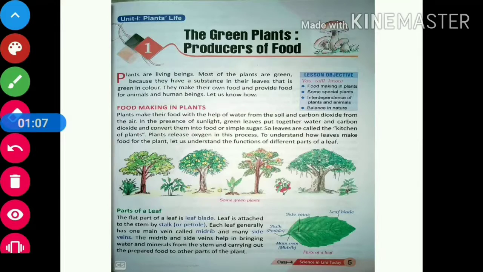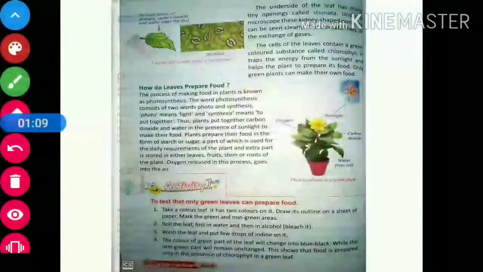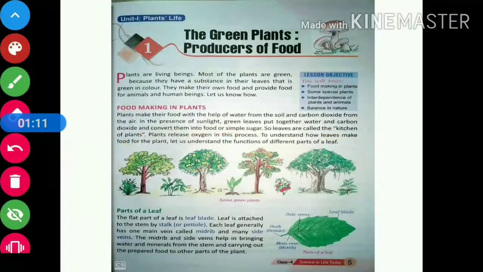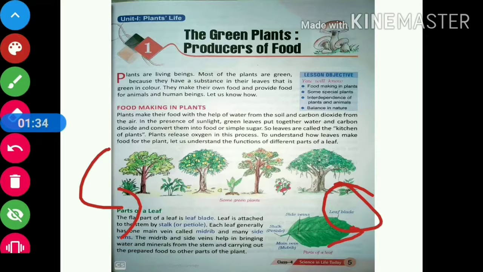Now, let us know more about the parts of leaves. So, here you are provided with a picture of a leaf. You may take a leaf from your surroundings to identify those parts. The first is the leaf blade. What is it? It is the flat part of a leaf. You can see these edges. These edges are called the leaf blade.